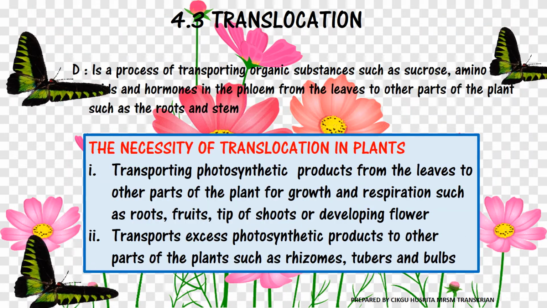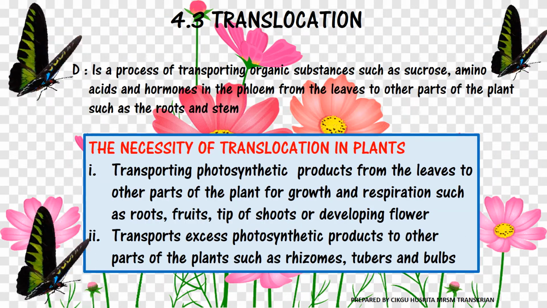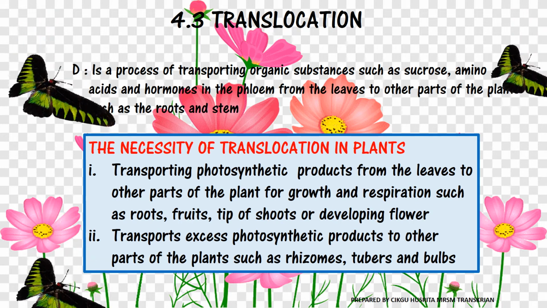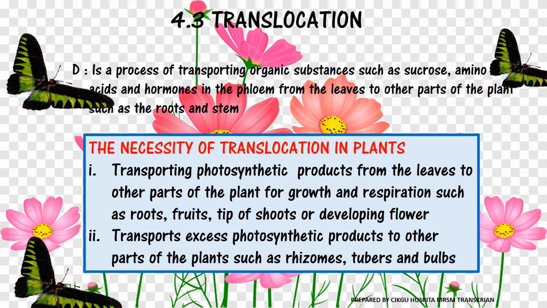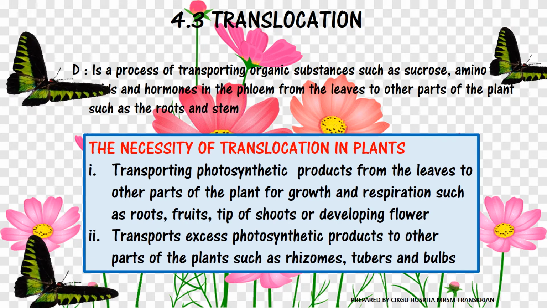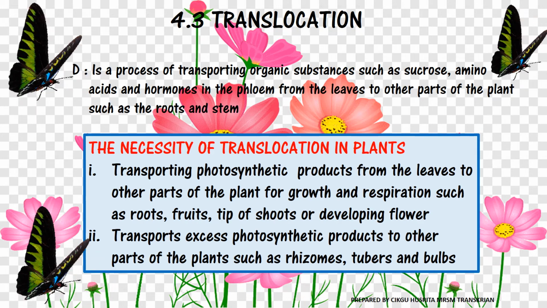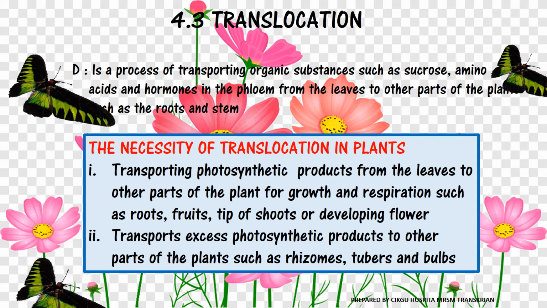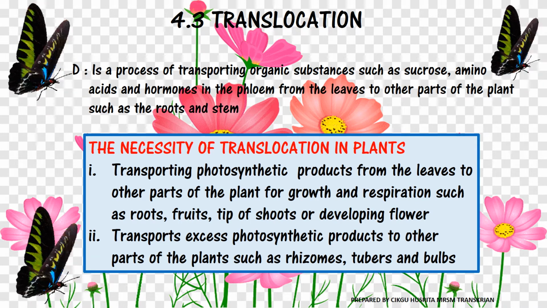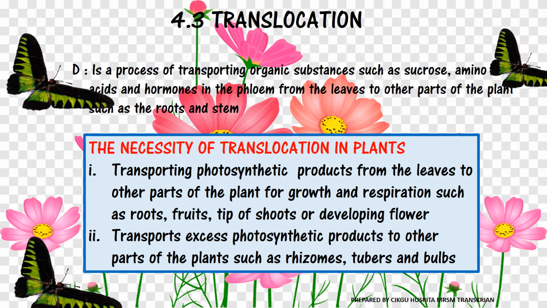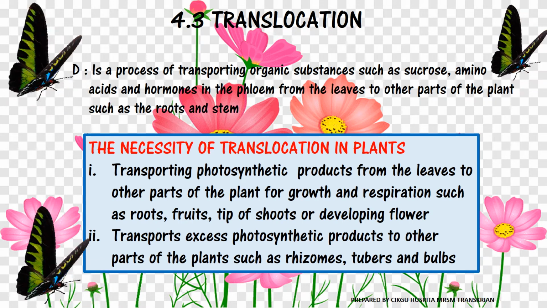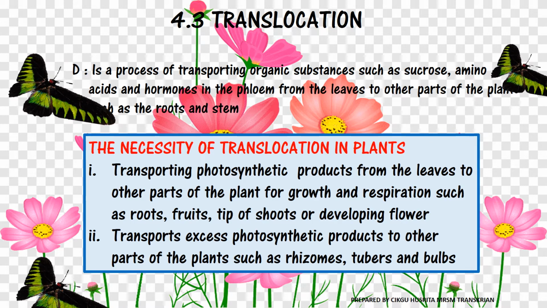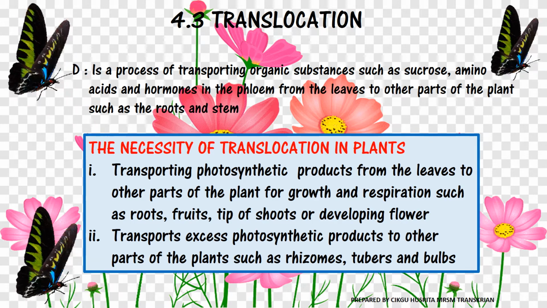Okay, now we go to translocation. Translocation is the process of transporting organic substances such as sucrose, amino acids, and hormones in the phloem from the leaf to other parts of the plant, such as the root and stem. So translocation is the transport of photosynthesis products, and also hormones.